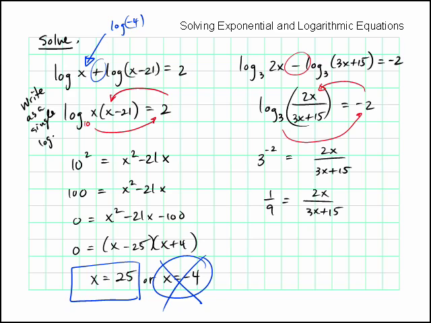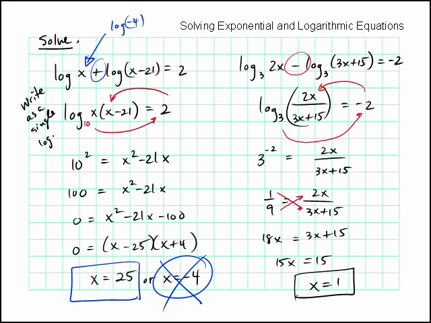Probably the fastest way to solve this equation for x at this point would be to cross multiply. That's 18x equals 1 times 3x plus 15. Move the 3x to the other side. 15x equals 15. x equals 1.